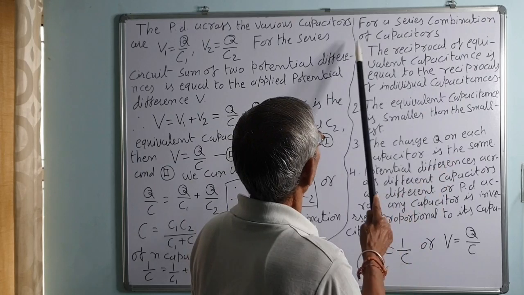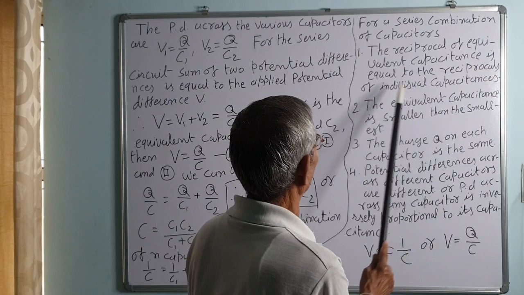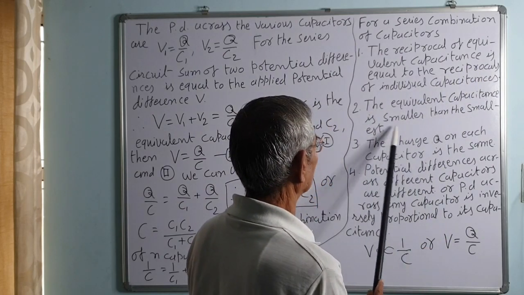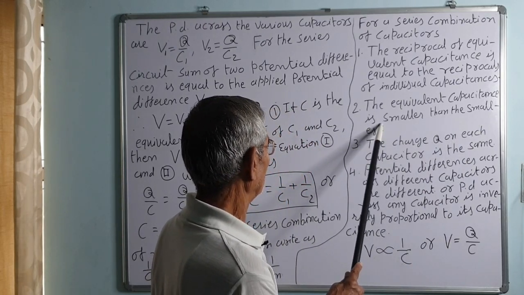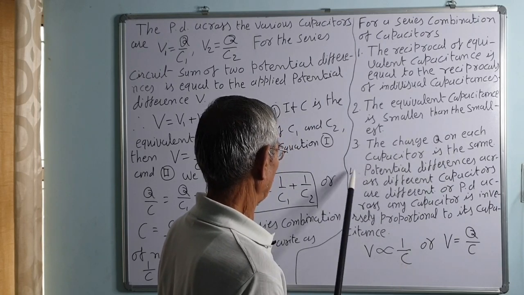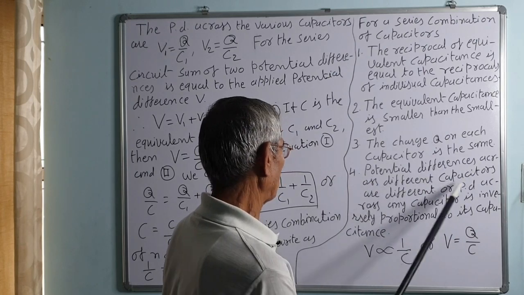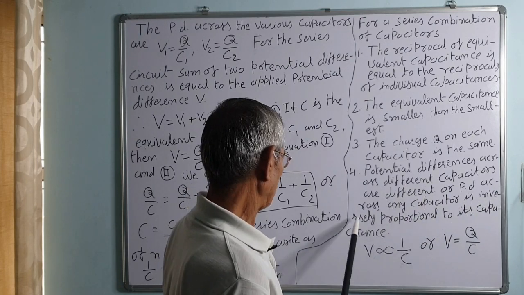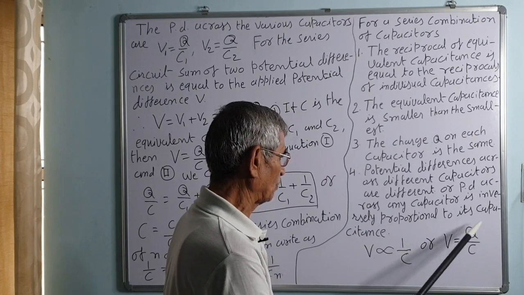For a series combination of capacitors, number 1, the reciprocal of the equivalent capacitance is equal to the sum of the reciprocals of the individual capacitances. Number 2, the equivalent capacitance is smaller than the smallest one, that is, net capacitance decreases. Third, the charge Q on each capacitor is the same because they are connected in series. Number 4, potential differences across different capacitors are different, or the potential difference across any capacitor is inversely proportional to its capacitance, that is V is inversely proportional to C, or V is equal to Q by C.